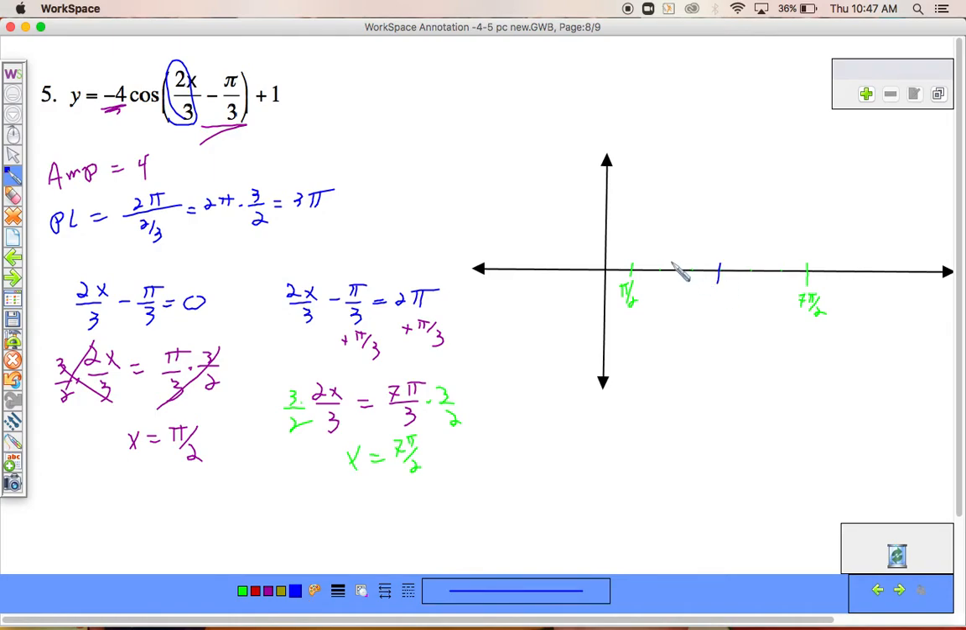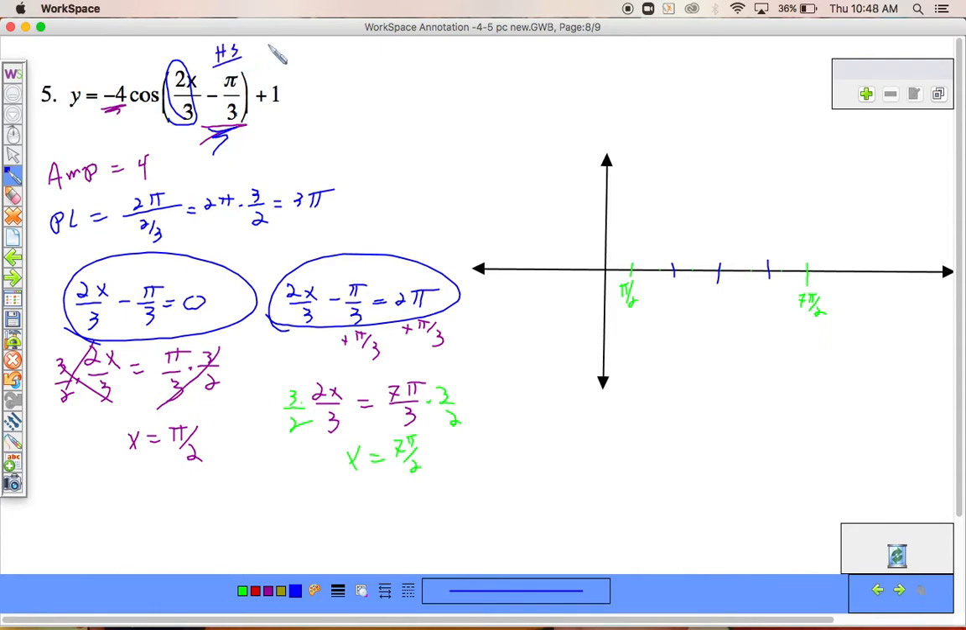I'm going to cut it in half and cut it in quarters. I did this one more time because I have a horizontal shift. Set it equal to 0, set it equal to 2 pi. That tells you where it starts and stops. So now I'm going to do my math. Pi over 2 plus 7 pi over 2 is 8 pi over 2, which is 4 pi, divided by 2 is 2 pi.